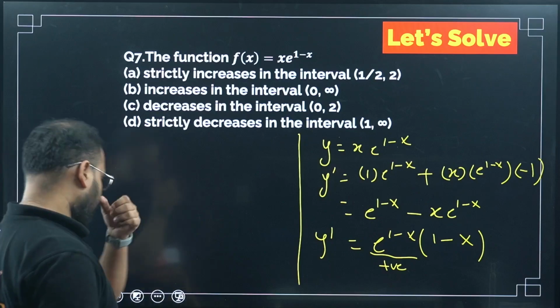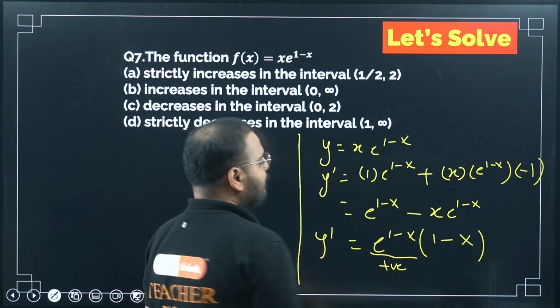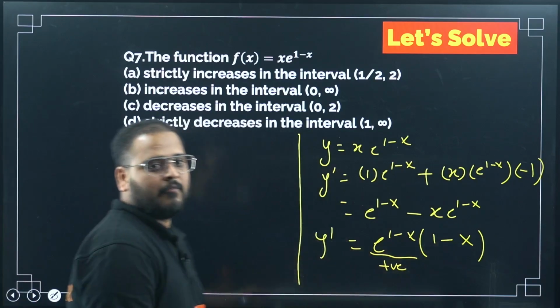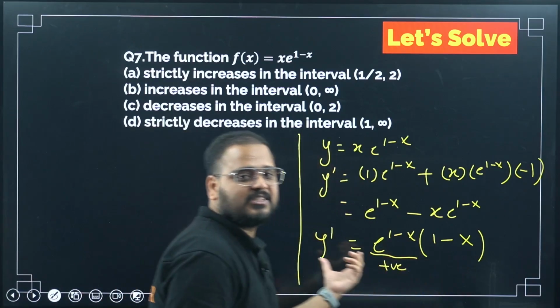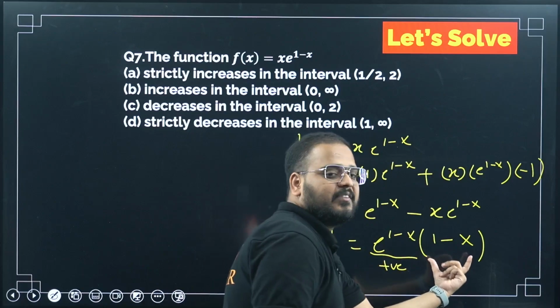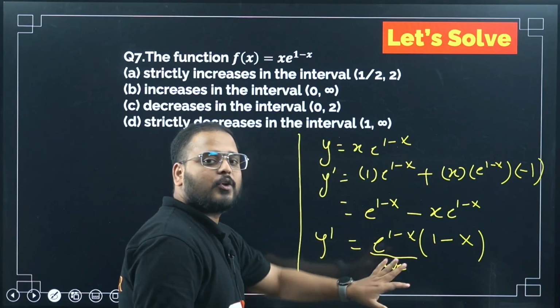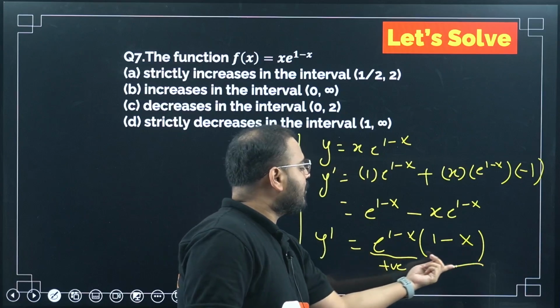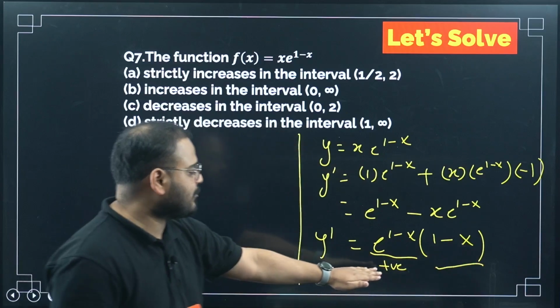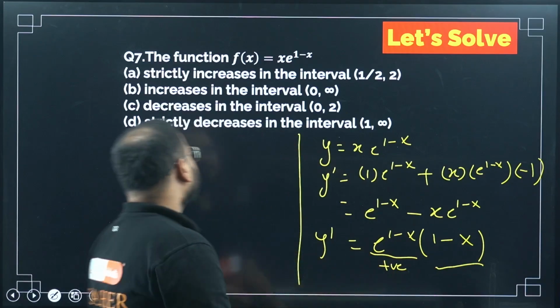Means the trend, whether the y dash is positive or negative, will depend upon 1 minus x. If the 1 minus x part is positive, the derivative will be positive. If this part is negative, the derivative will be negative. So I can call the increasing and decreasing trend directly from the nature of 1 minus x, because this exponential part is always positive. Okay. So please check here.